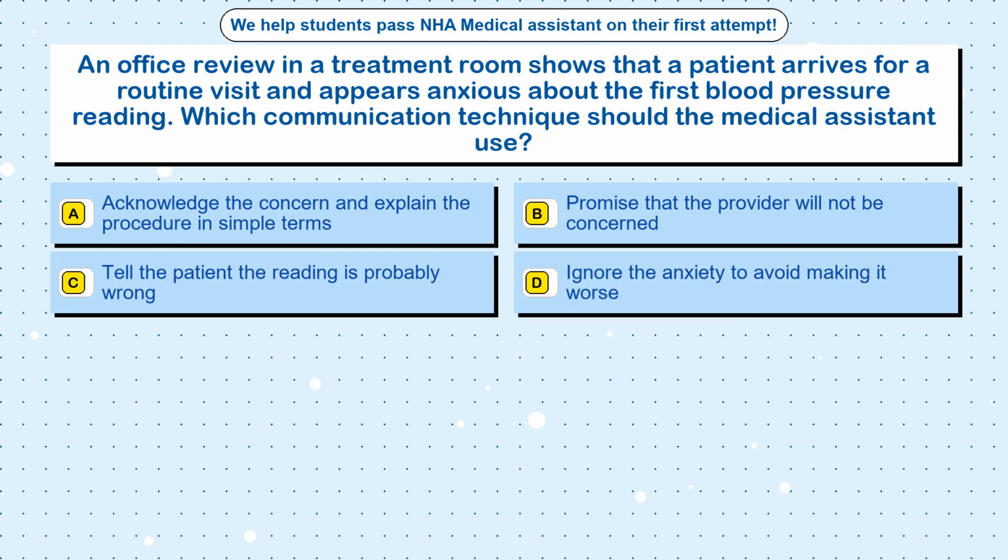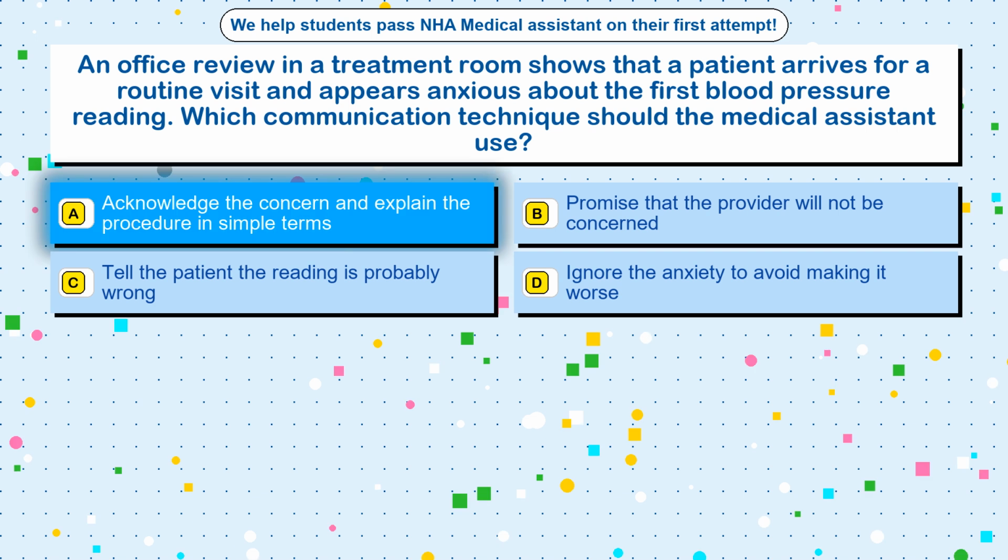Question 51. An office review in a treatment room shows that a patient arrives for a routine visit and appears anxious about the first blood pressure reading. Which communication technique should the medical assistant use? Option A, acknowledge the concern and explain the procedure in simple terms. Option B, promise that the provider will not be concerned. Option C, tell the patient the reading is probably wrong. Option D, ignore the anxiety to avoid making it worse. The correct answer is option A.